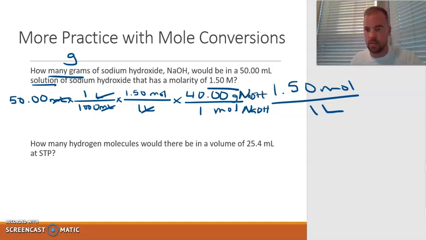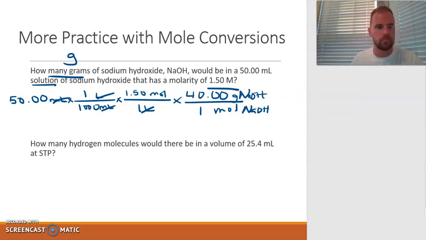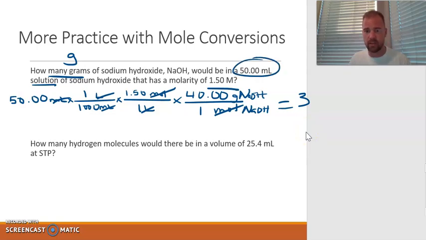Let me erase this so I can have some space to write my answer. All right, moles will cancel. So I will be in grams as my answer. And when I calculate this, I actually get exactly 3, but I need to keep significant figures. We have 4 significant figures here, but 3 significant figures there. And so between these two, 3 is the lowest. So I'm going to make it 3.00 because it needs to have 3 sig figs, grams of sodium hydroxide.